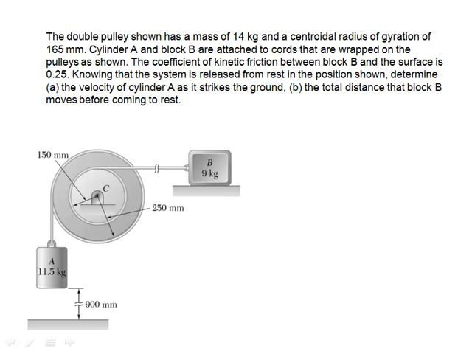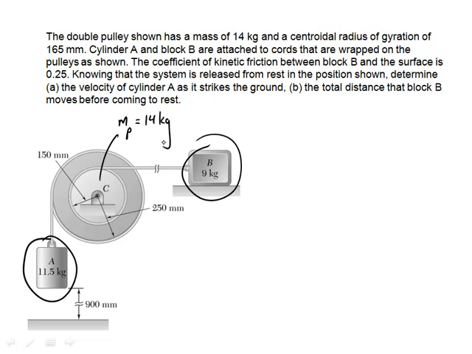Okay, let's do one more example. This one's got a lot of things going on. It's really kind of an interesting example. So I've got this double pulley system, which we kind of looked at already, and it's attached to two blocks. There's block A, which is 11.5 kilograms, and block B at 9 kilograms. And then the double pulley system itself has a mass, I'll call it m sub p, of 14 kilograms, and the centroidal radius of gyration of 165 millimeters, which is 0.165 meters.